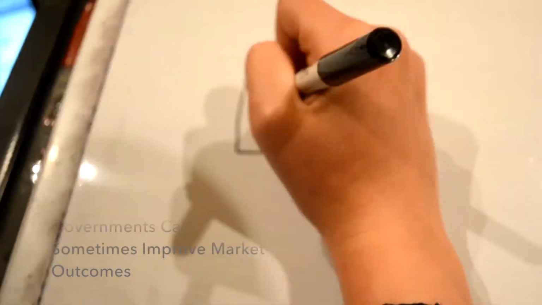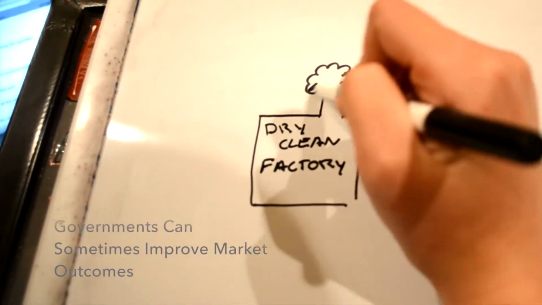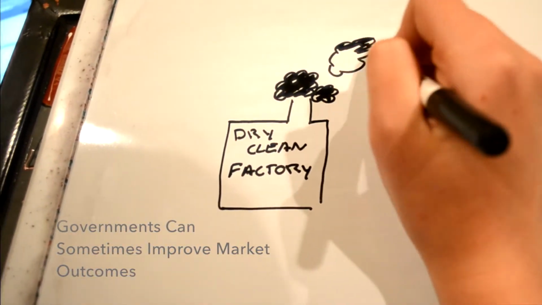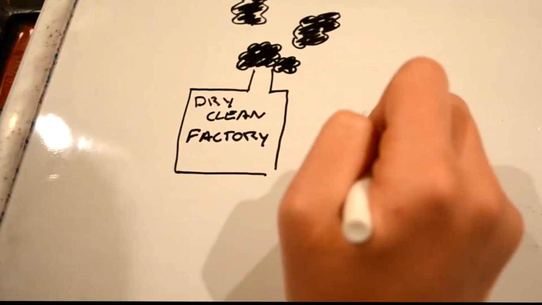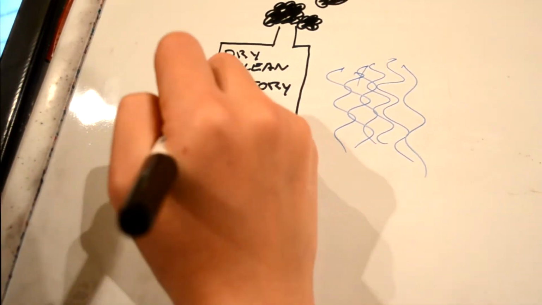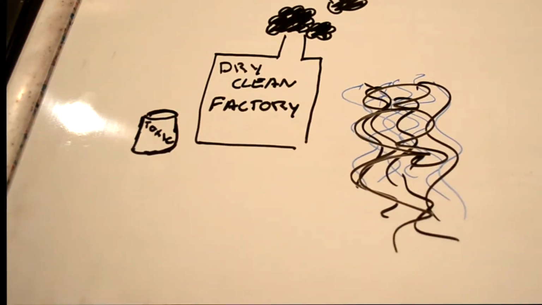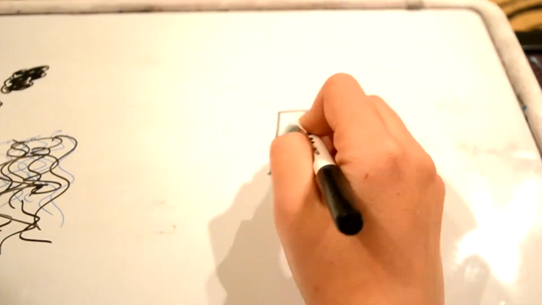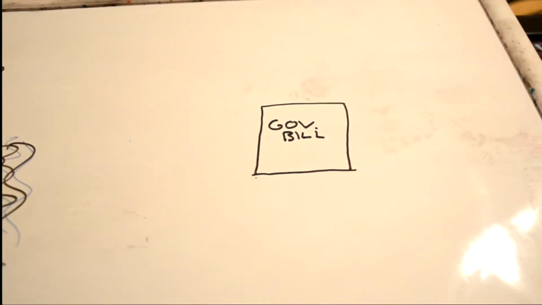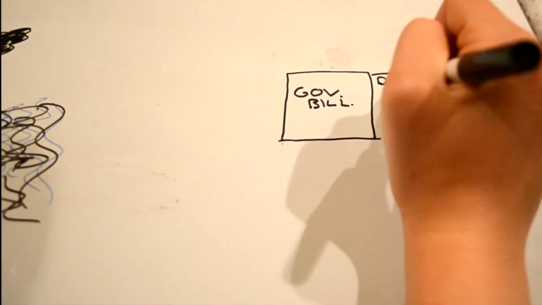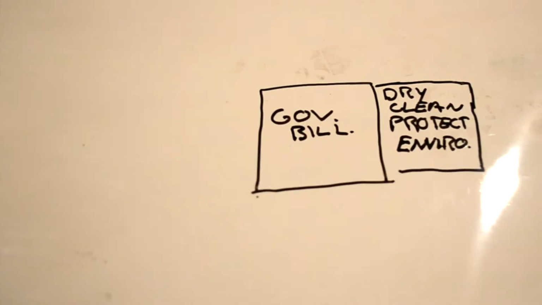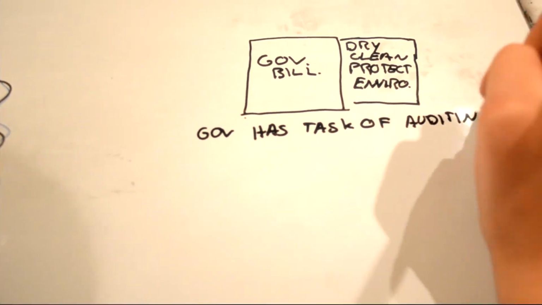7. Governments can sometimes improve market outcomes. Market economies usually do not consider the impact of their activities. For example, a dry cleaning factory can cause water pollution when it disposes of used chemicals. Government has a task of regulating, auditing, and monitoring the activities of the market. Thus, they can introduce regulating policies to protect the environment.